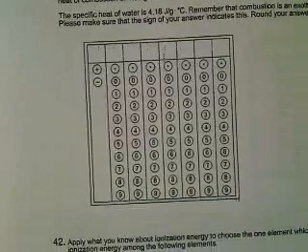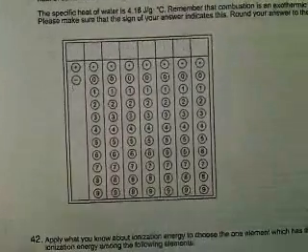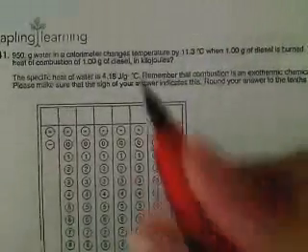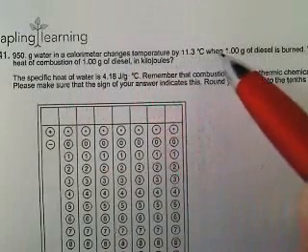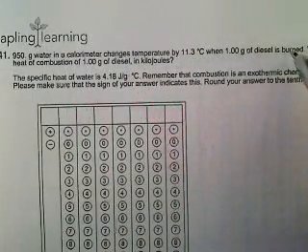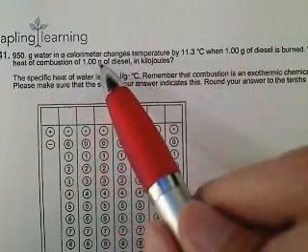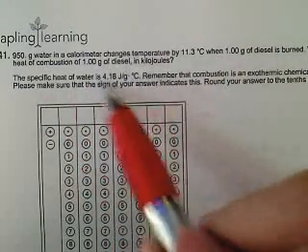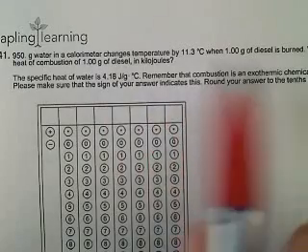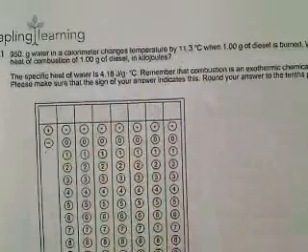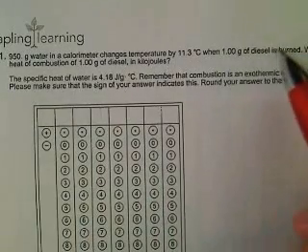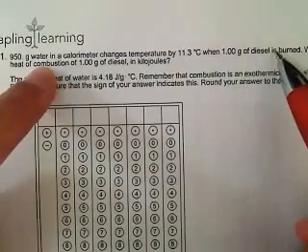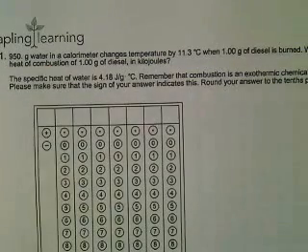All right, here we go, 41. You have 951 grams of water in a calorimeter that changes temperature by 11.3 degrees Celsius when 1 gram of diesel is burned. What is the heat of combustion? We know the specific heat, and remember the combustion is an exothermic reaction. What is the heat of combustion of 1 gram of diesel?